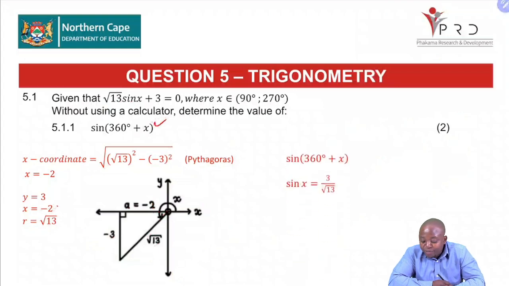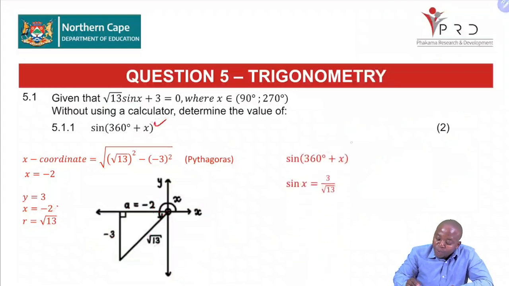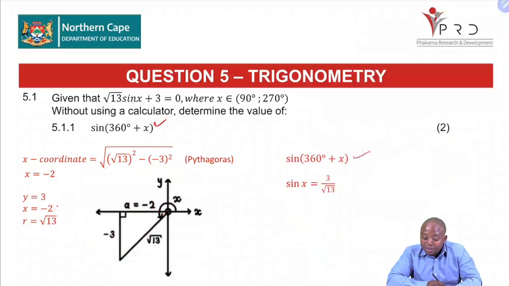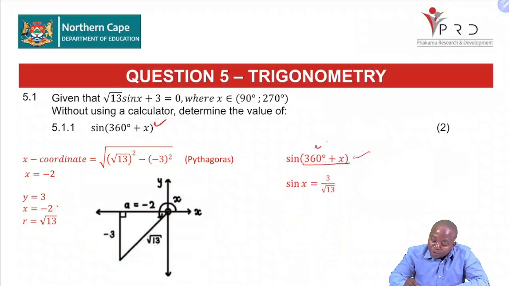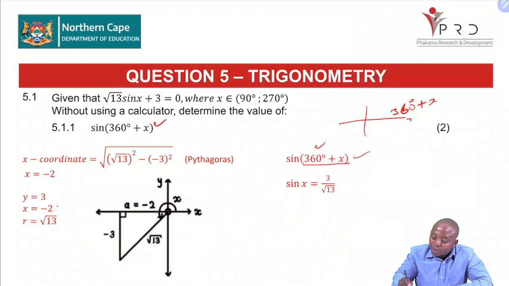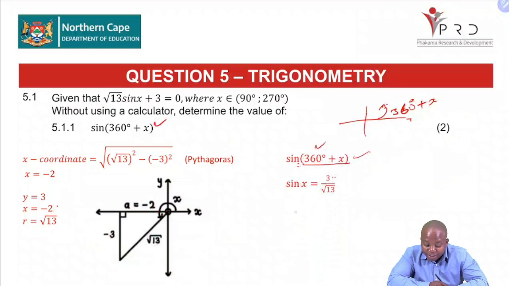So what we do now, 5.1 says 360 plus theta. We are going to start with the reduction formula on that one. So we are going to start by reducing 360 plus x. 360 plus x falls on the first quadrant, where sine is positive. So we're going to remain with that sine x. Then sine x we already know from our question, so that is our sine x in this case.